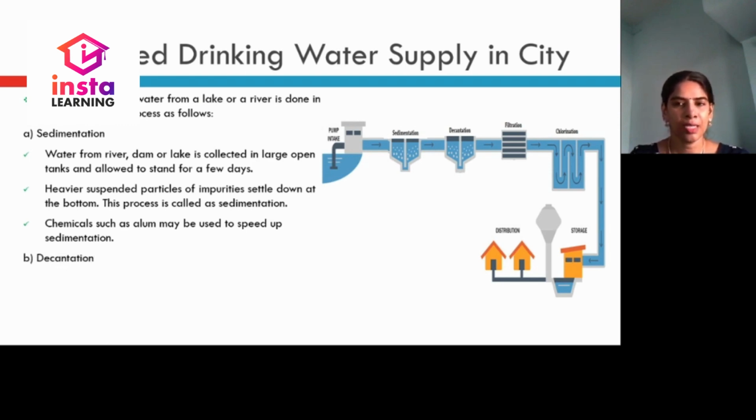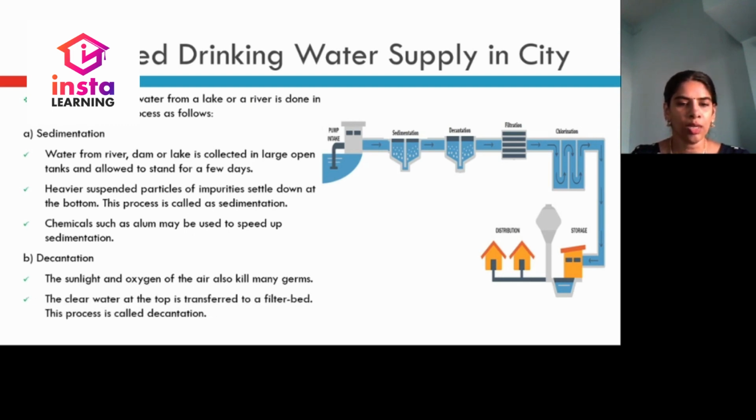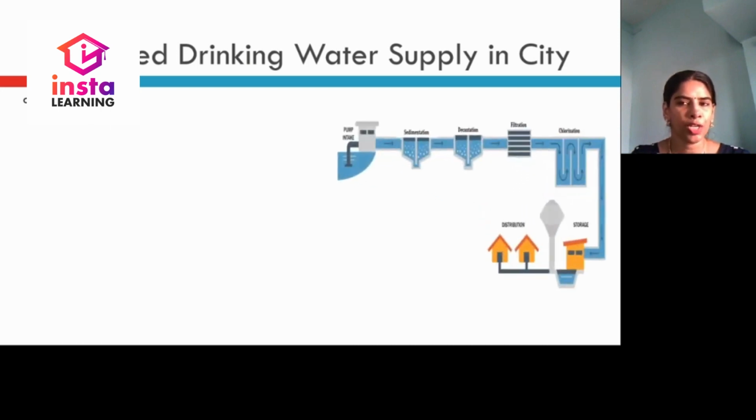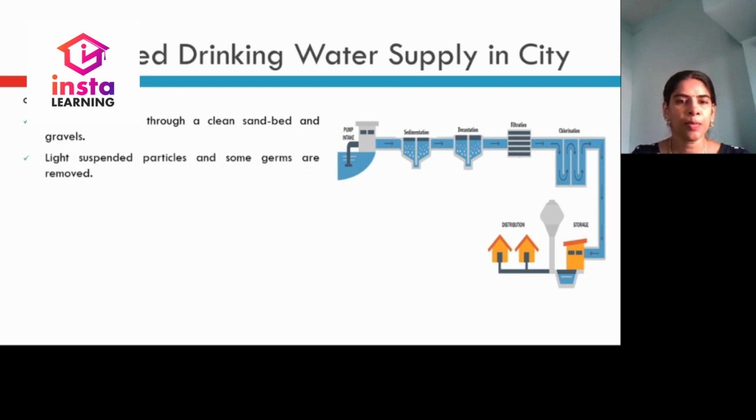The second step is decantation. The sunlight and the oxygen of the air kill many germs. The clear water at the top is transferred to a filter bed. This process is called decantation. The third step is filtration. Water is filtered through a clean sand bed and gravels. Light suspended particles and some germs are removed.